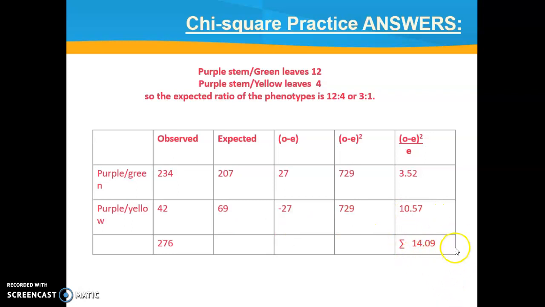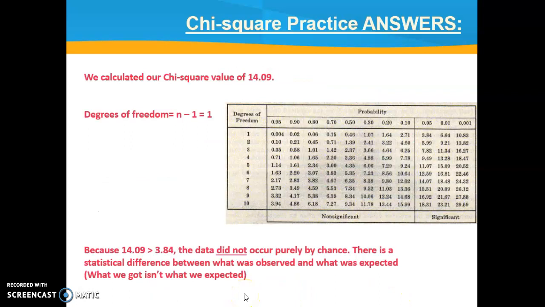And we end up with a chi-square value of 14.09. Now using our chart, we're going to have 1 degree of freedom, using 3.84 as our critical value. So looking at this number, our value is way higher than what our p-value was. So the data did not support our hypothesis. There is some sort of statistical difference between the plants that we got and the plants that we expected.